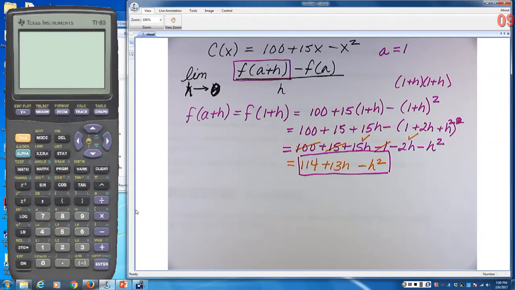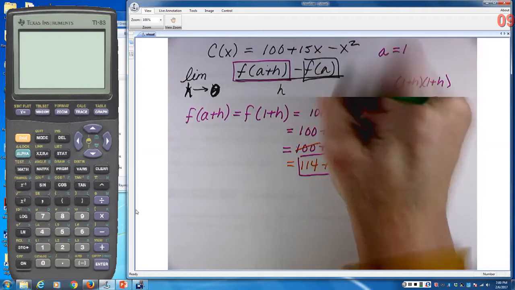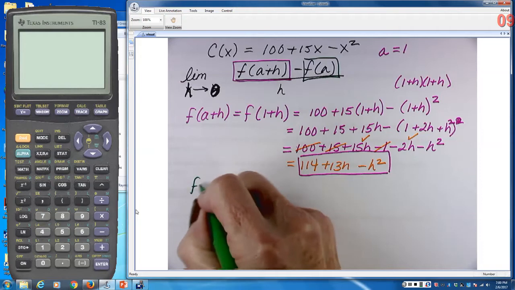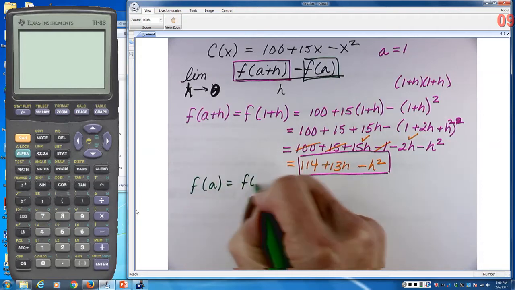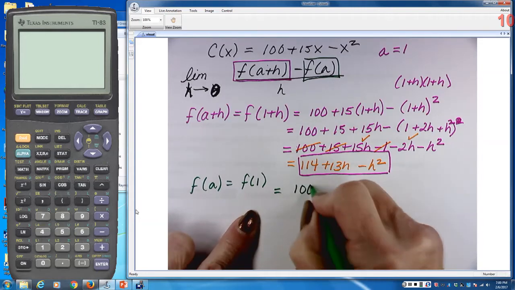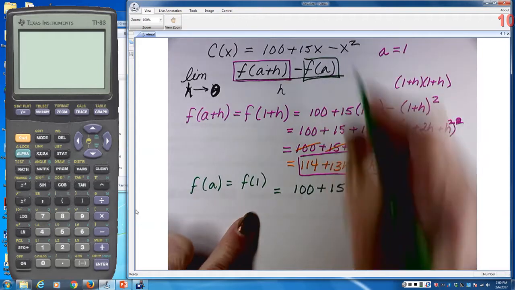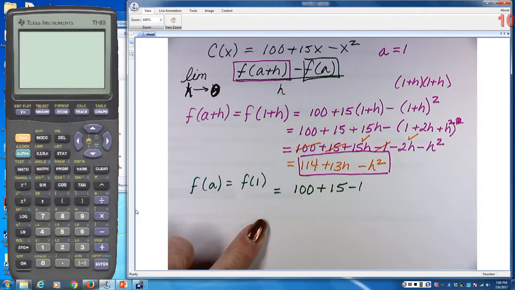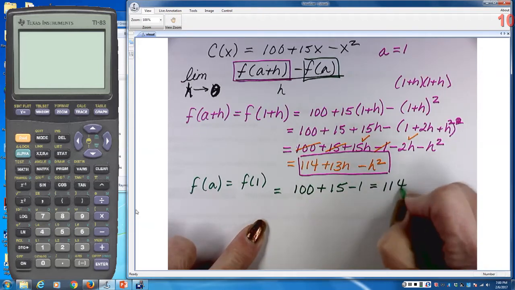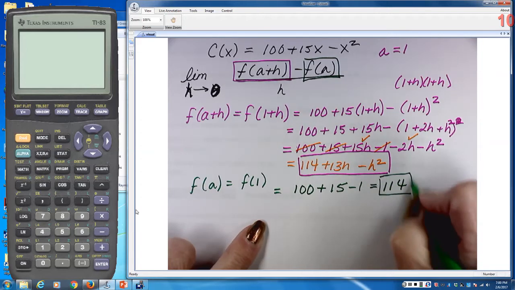Then I'm going to move to what is f of a. f of a is just f of 1, and f of 1 is 100 plus 15 times 1 is 15, minus 1 squared is 1. 100 plus 15 minus 1 is 114. So there's f of 1, 114.